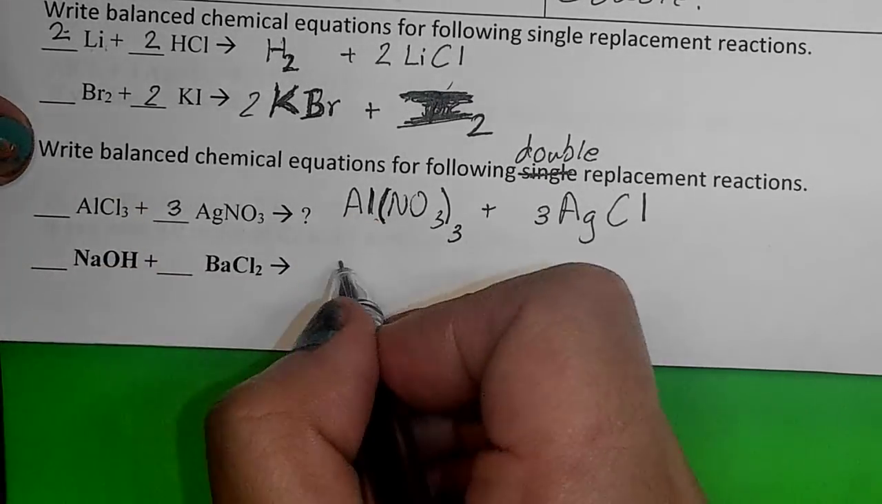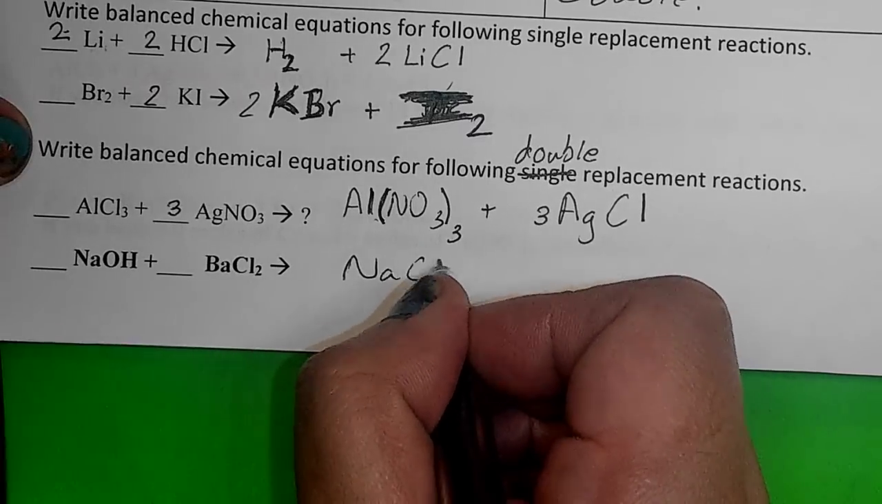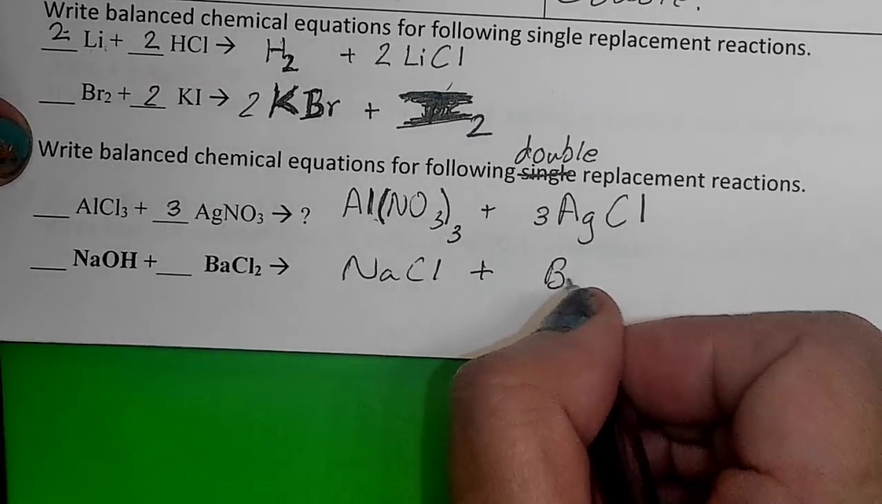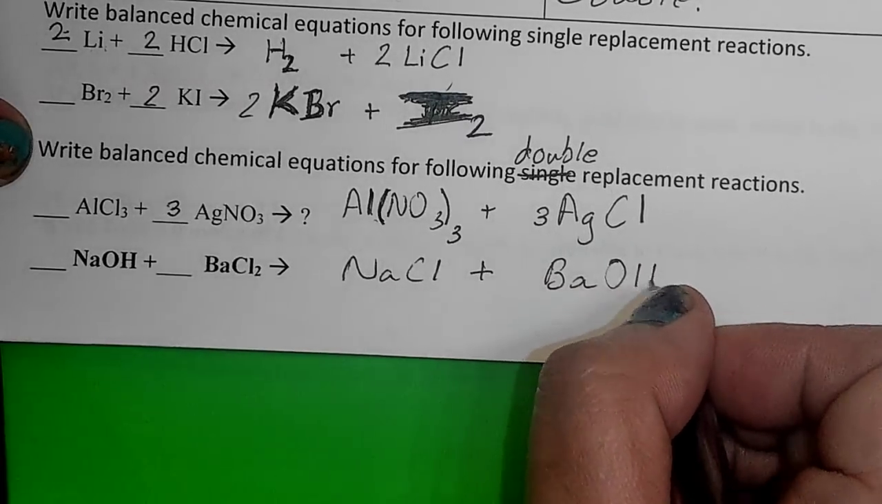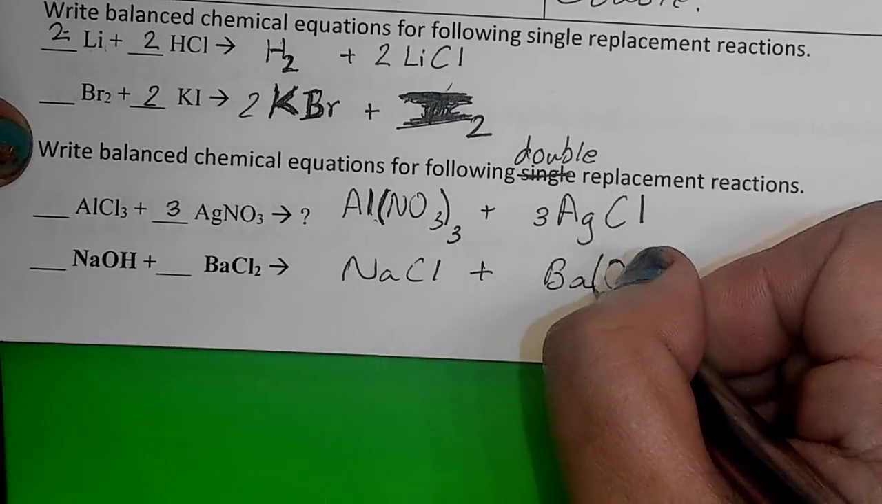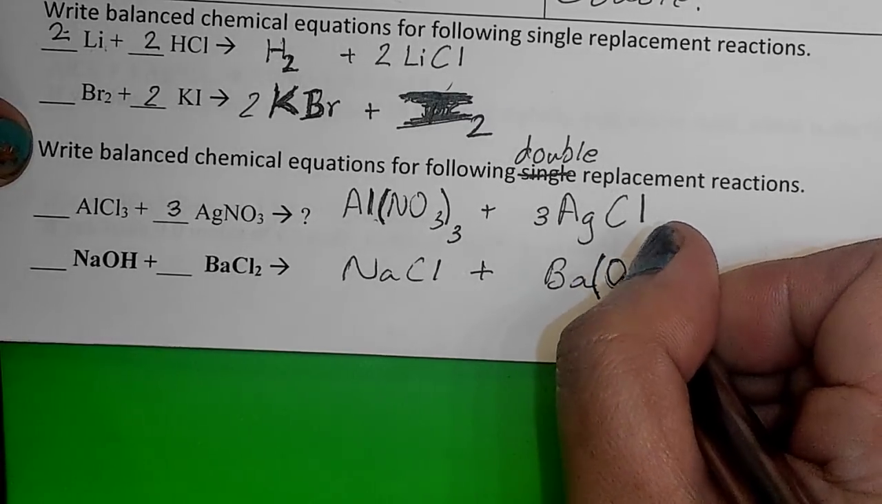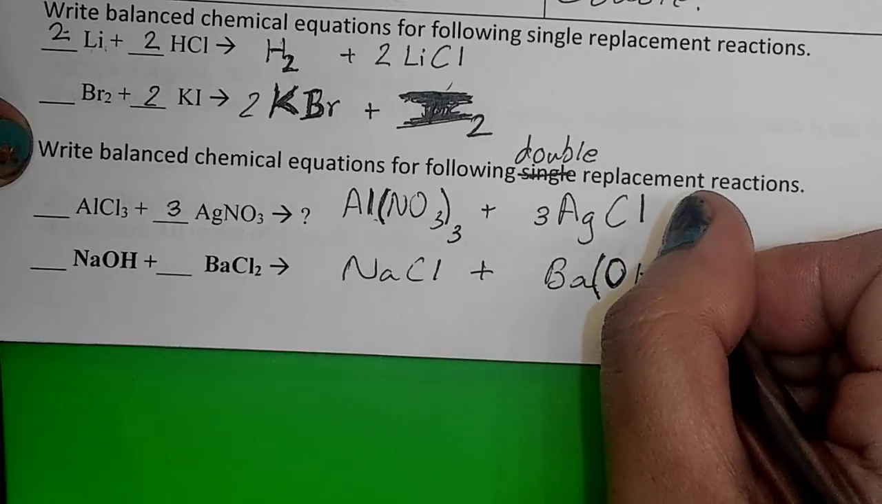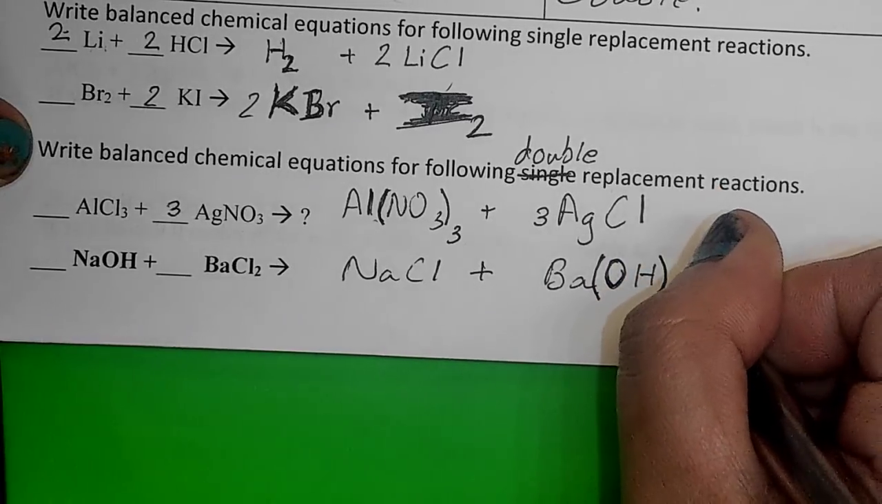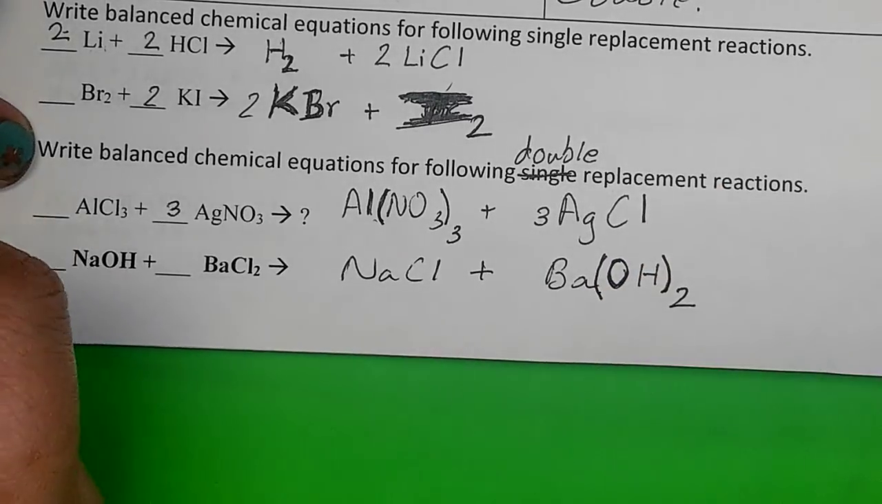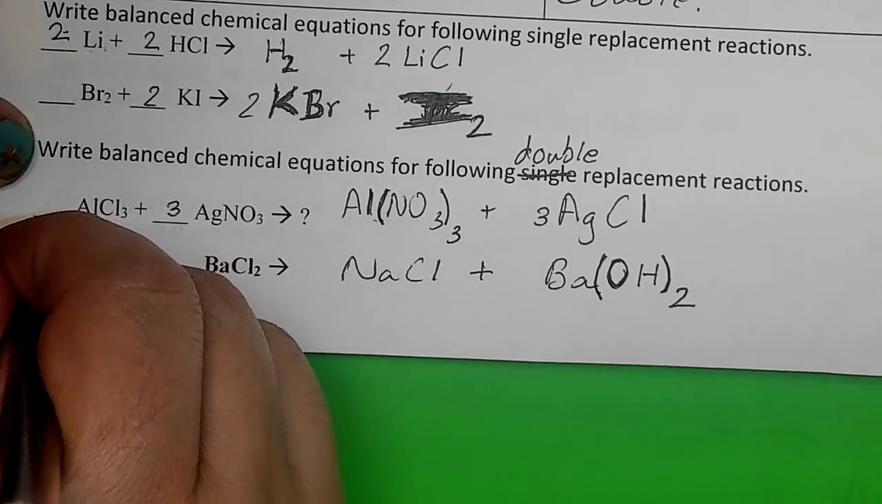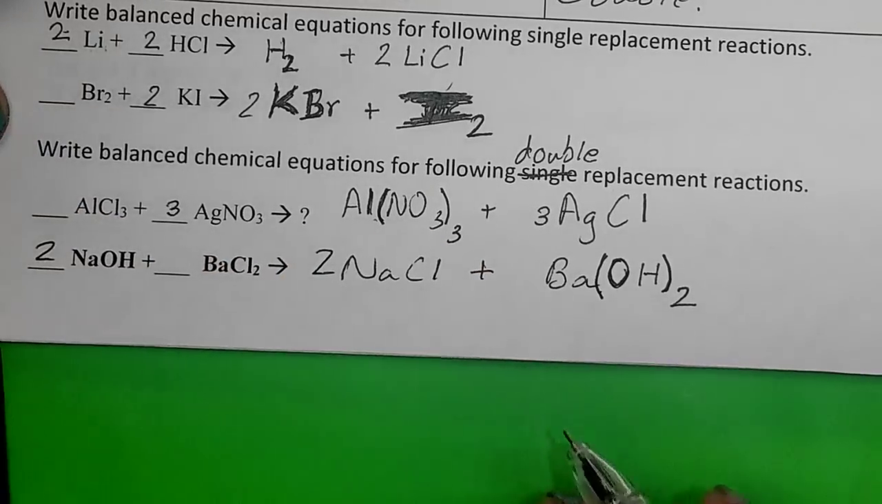Same thing, Na goes with Cl, and then Ba goes with OH. Double check your charges. NaCl is good, 1, 1. This one is not good because Ba is +2, OH is only -1. Okay, -1 plus 2, so we're going to do times 2. I mean, we're going to balance it. Now they're balanced. Okay.